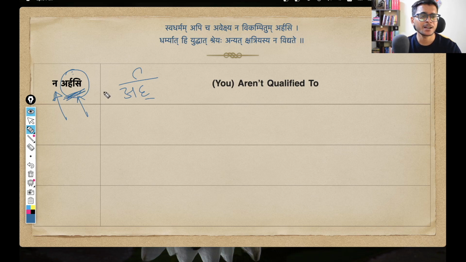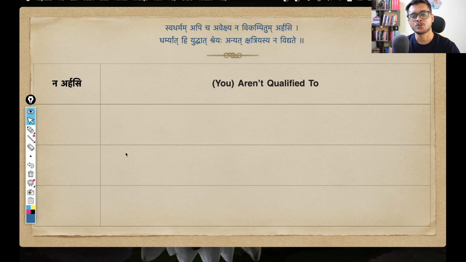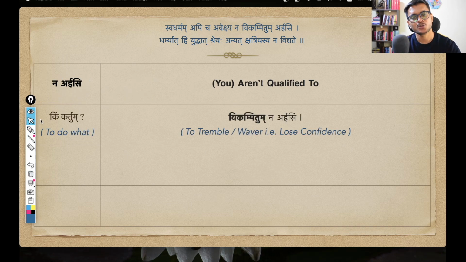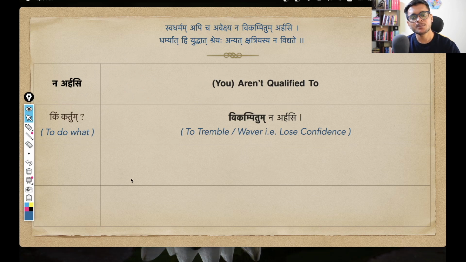It is a lat lakara madhyama purush ekvachanam form. Okay, just as pat becomes pathasi, you study. So arha becomes arhasi, you are qualified to, you are eligible to. So this is our Kriya Pada, and na arhasi, you aren't qualified to. This is what we are starting with. So immediately the question will be, Kim kartum na arhasi? That you aren't qualified to do what? Kim kartum, to do what?